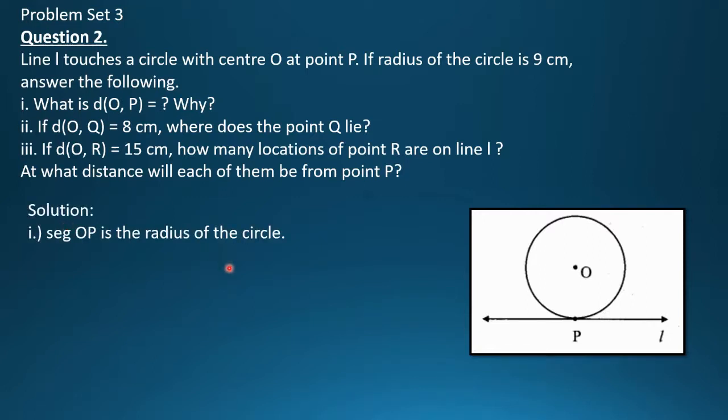Segment OP is the radius of the circle. This is given in the question. And distance OP will be 9 centimeters as it is the radius.